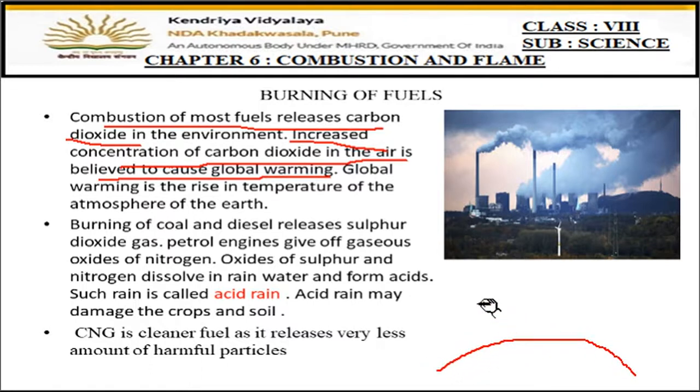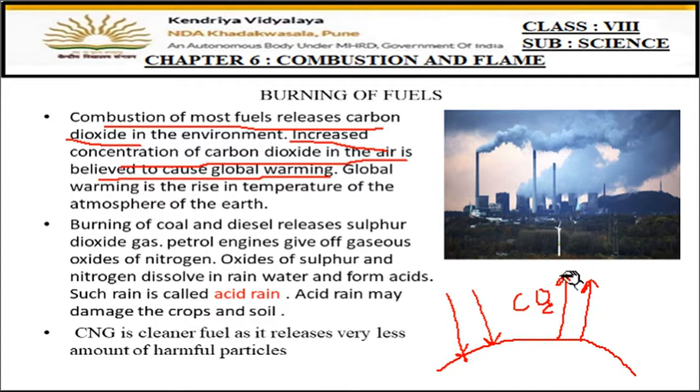So suppose this is Earth. During the daytime, sunlight reaches the Earth and the Earth absorbs the sunlight. But during night time or evening, the absorbed heat starts going back to space, because the Earth cools. When the Earth starts cooling, it sends the heat it absorbed during the daytime back into space. But the carbon dioxide present in the atmosphere will not allow this heat to go up.